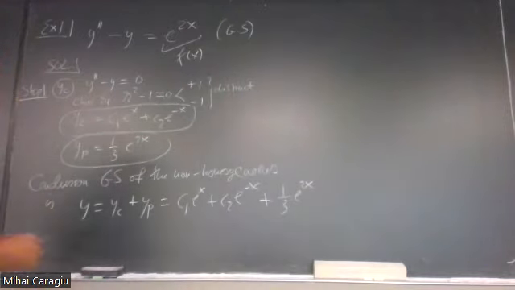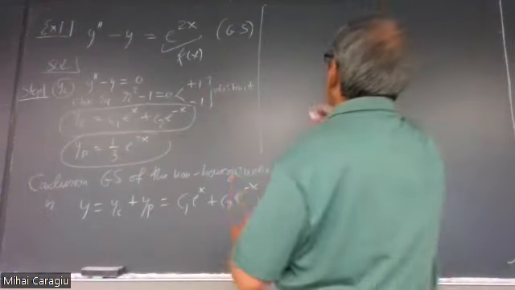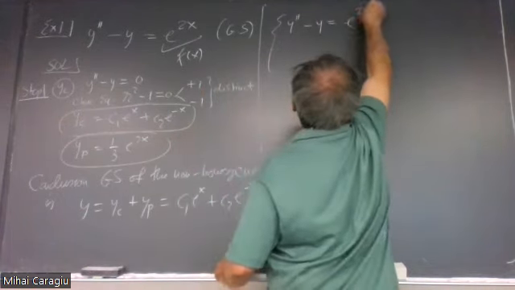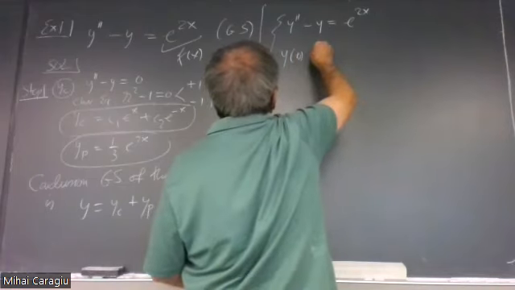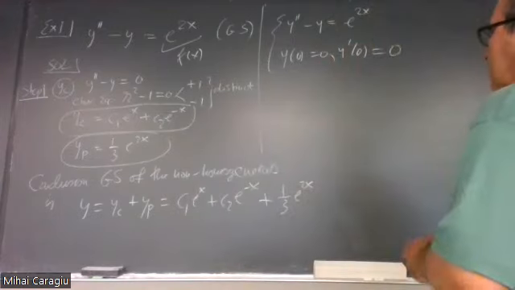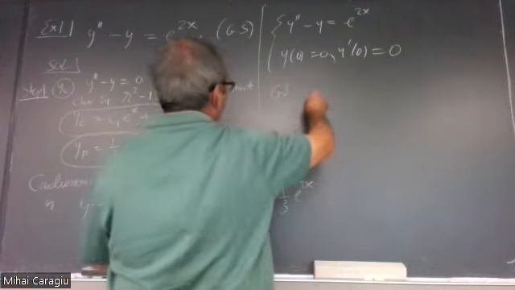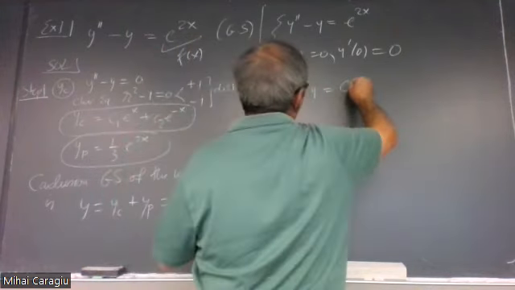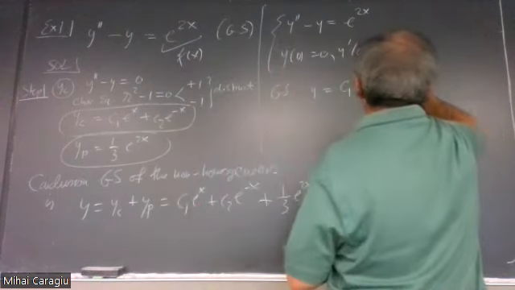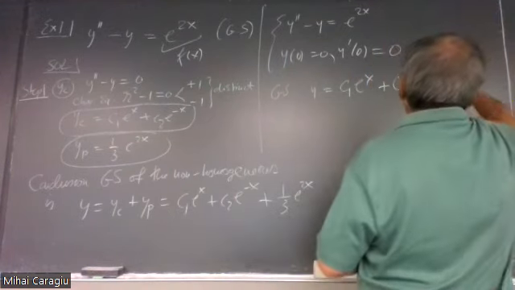Right? So, for example, let's solve just for once an initial value problem. What if we have the initial value problem y second minus y equals e to the power 2x. Let's put some simple conditions: y of 0 equals 0, y prime of 0 equals 0. How to solve this? We already have the general solution of the non-homogeneous equation. GS is y equals c1 e to the power x plus c2 e to the minus x plus 1/3 e to the power 2x.